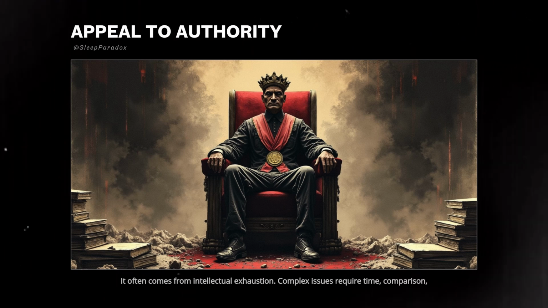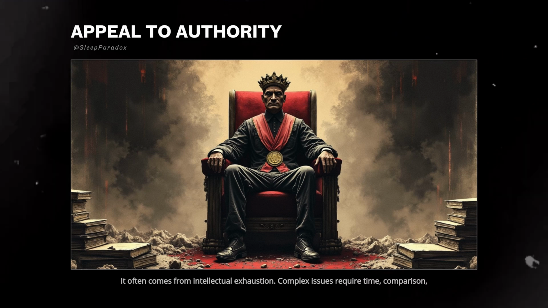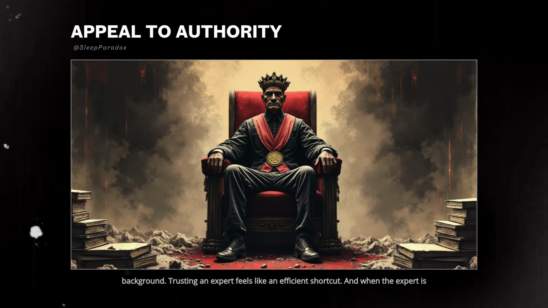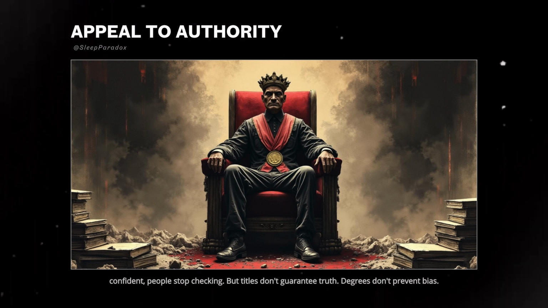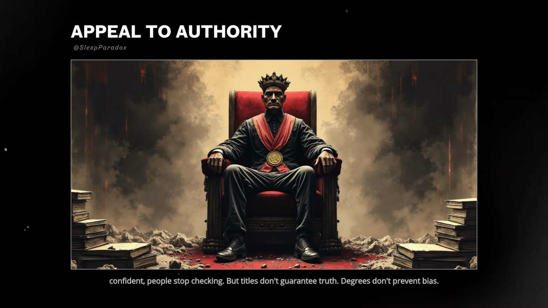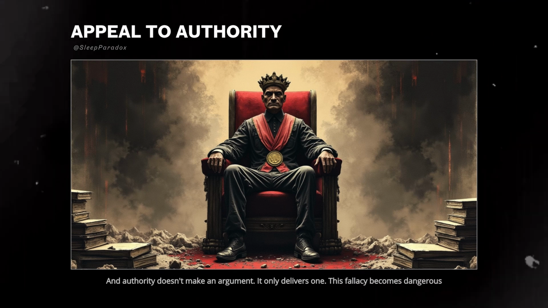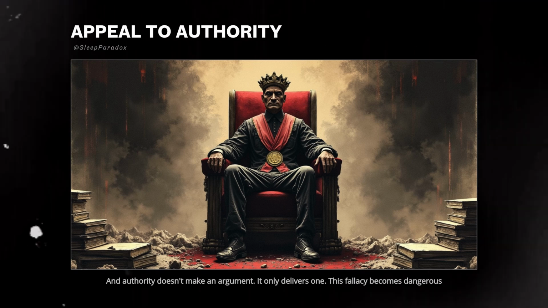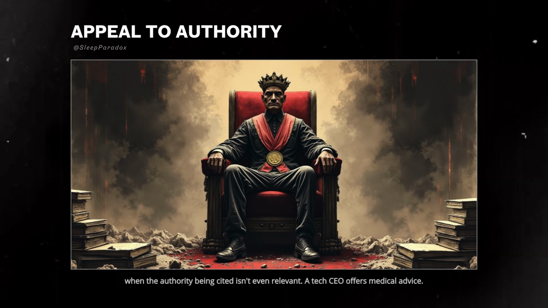Appeal to authority isn't always dishonest. It often comes from intellectual exhaustion. Complex issues require time, comparison, background. Trusting an expert feels like an efficient shortcut. And when the expert is confident, people stop checking. But titles don't guarantee truth. Degrees don't prevent bias. And authority doesn't make an argument. It only delivers one.